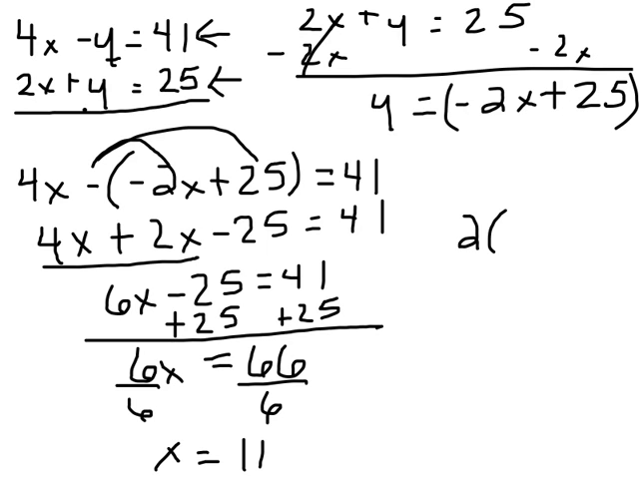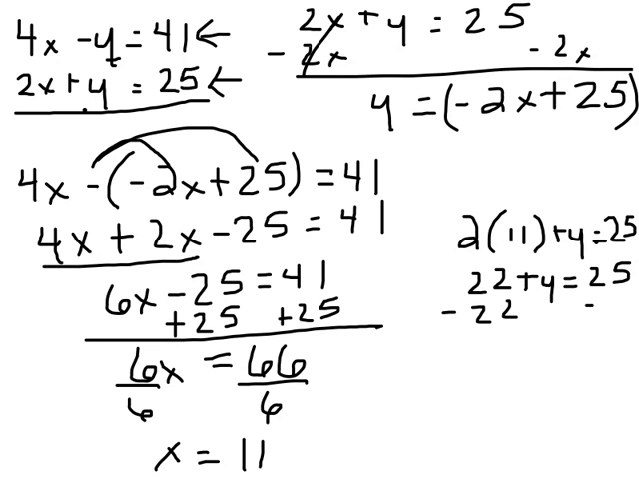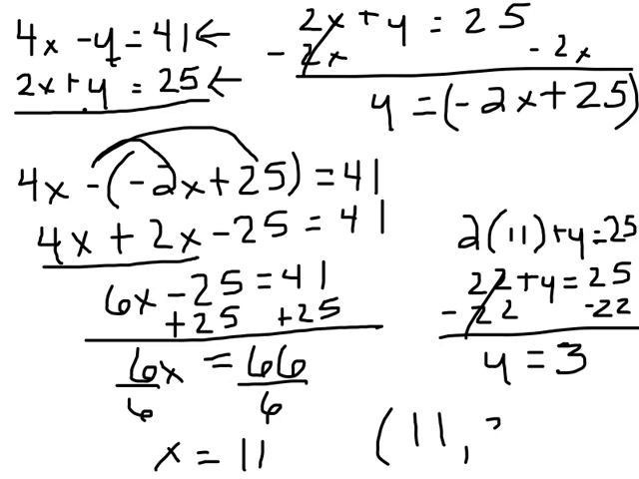2 times x, which is 11, plus y equals 25. All right, 2 times 11 is 22, plus y equals 25. Let's get rid of this 22 by subtracting on both sides, and we have y is equal to 3. So I'm going to put my answer like this, 11, 3. This is x, this is y. 11 is x, and 3 is y. Good job, and I'll see you back tomorrow for lesson 60.